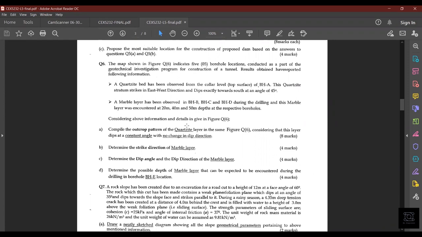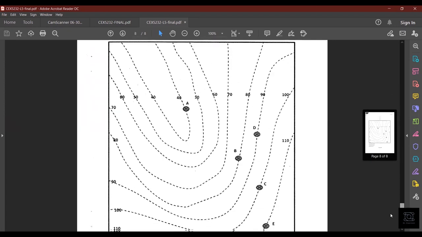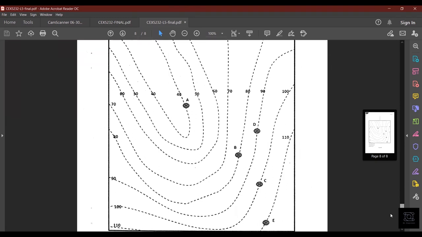I'll move to the map. I assume that most of you would be having the paper, so I'll be moving to the map and doing the question, and you will be having the hard copy so you can see in that. Here in the 6th question, they have given us some particular data and asked some questions. I hope you can see the entire figure.